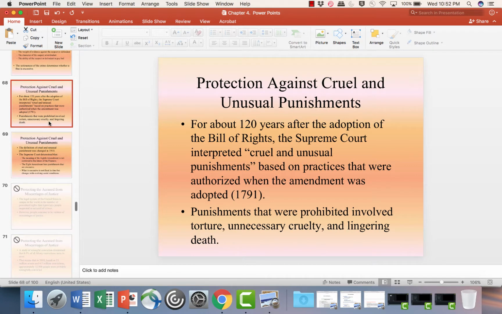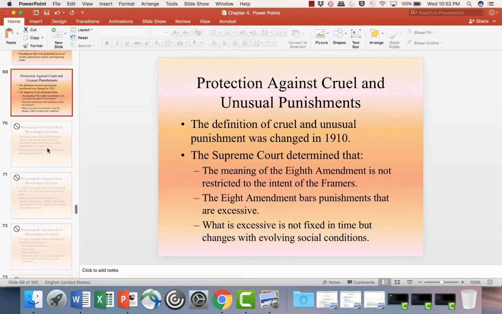All right, so protection against cruel and unusual punishment. For 120 years after the adoption of the Bill of Rights, the Supreme Court interpreted cruel and unusual punishments based on practices that were authorized under the amendment in 1791. Punishments that were prohibited involved torture, unnecessary cruelty, and lingering death. Well, that's different now, right? Now the Supreme Court determined that the meaning of the Eighth Amendment is not restricted to the intent of the framers of the Constitution. The Eighth Amendment actually bars punishments that are excessive. What is excessive is not fixed in time, but changes with evolving social conditions.